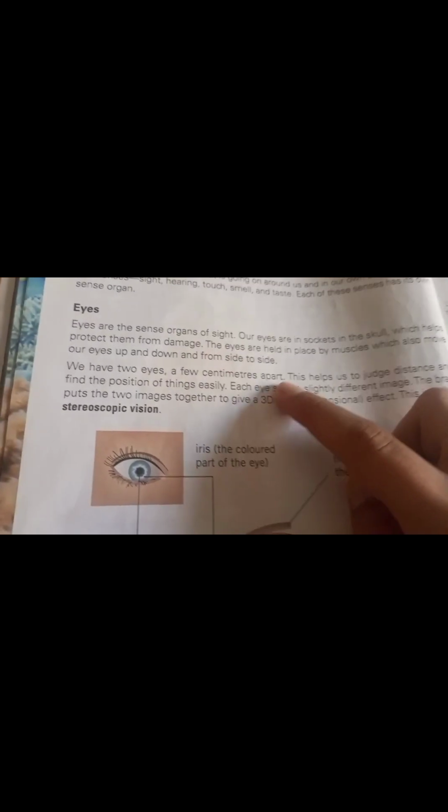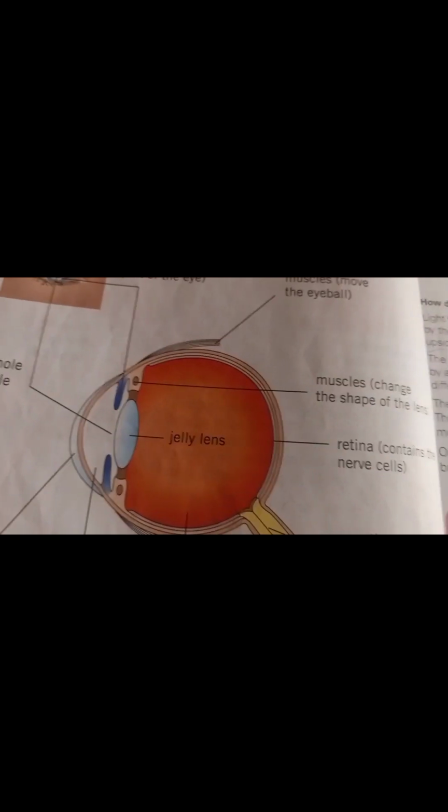And then the eyes are held in place by muscles. So there are muscles which keep the eye in place, so it doesn't move constantly. They also help change the shape of the lens and move the eyeball.